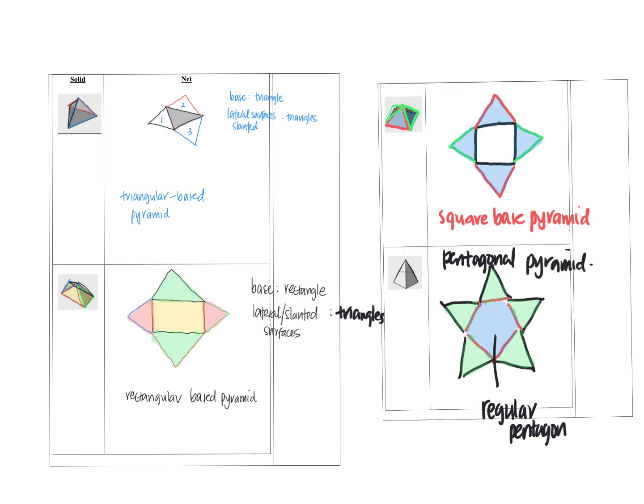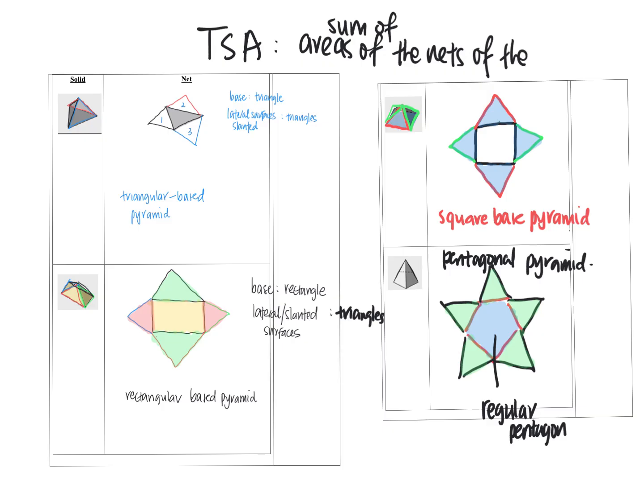So as long as you know one of the triangles' area, you can times 5 plus the pentagon. Then you can get the whole shape's total surface area. Total surface area is the sum of the areas of the nets. So if you know the net, you know the total surface area.